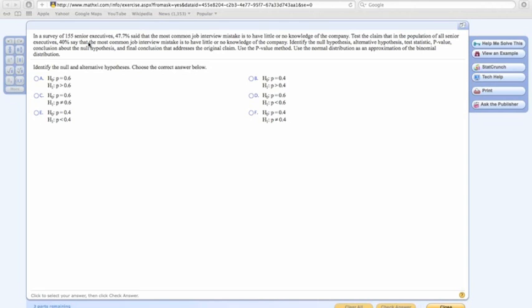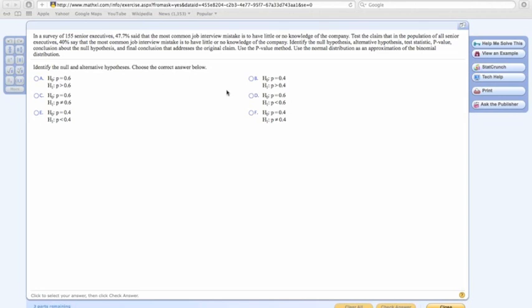So we want to identify the null hypothesis, alternative hypothesis, test statistic, p-value, conclusions about the null hypothesis, and final conclusion that address the original claim. So there's a lot of information we're being asked to do here. But if we look at it, the null hypothesis is always going to have equals in it. And in this case, we're testing the claim that it's equal to 40%. And so we have a couple options that would work, that p would be equal to 0.4.